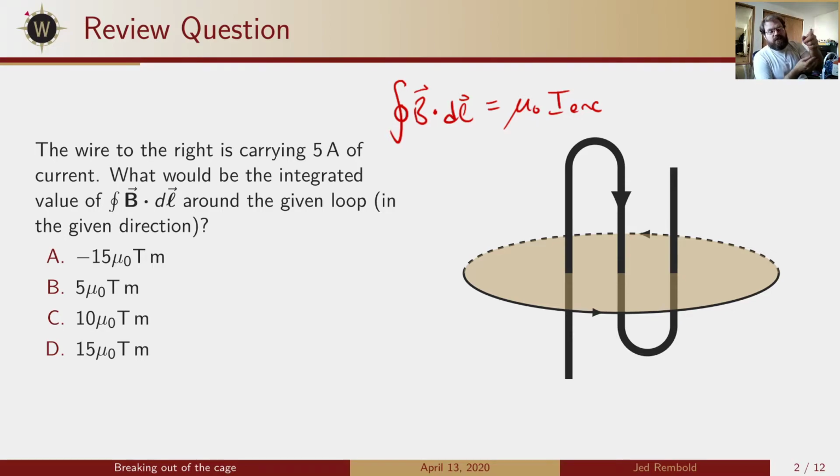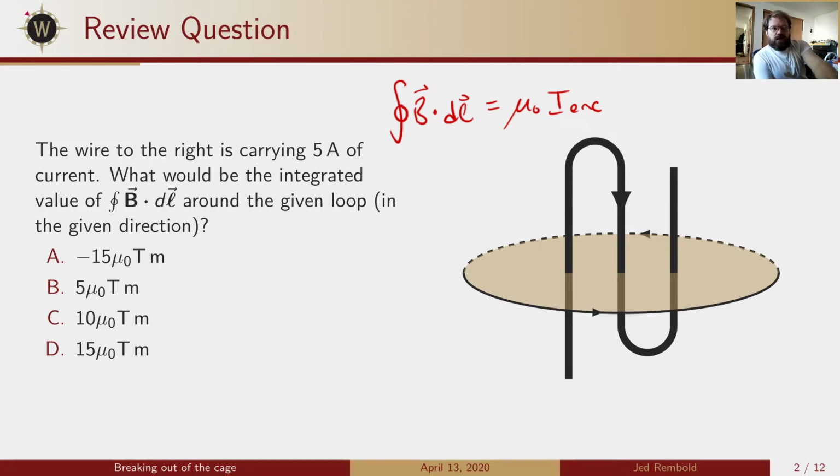So in our case here, we're integrating around the loop in what I guess would be a counterclockwise fashion when viewed from above, looking down. So if I curled my fingers in that counterclockwise fashion, my thumb would be pointing up, telling me that positive current here is going to be current that's going in the upwards direction.